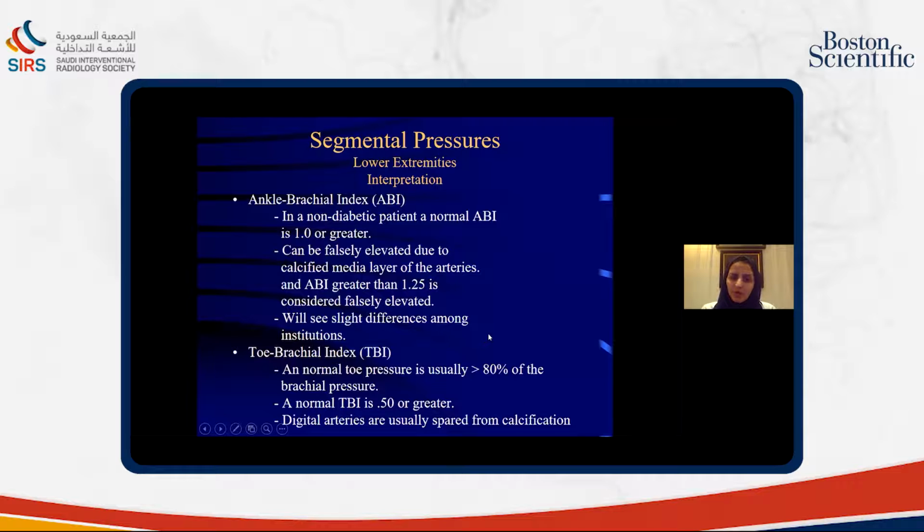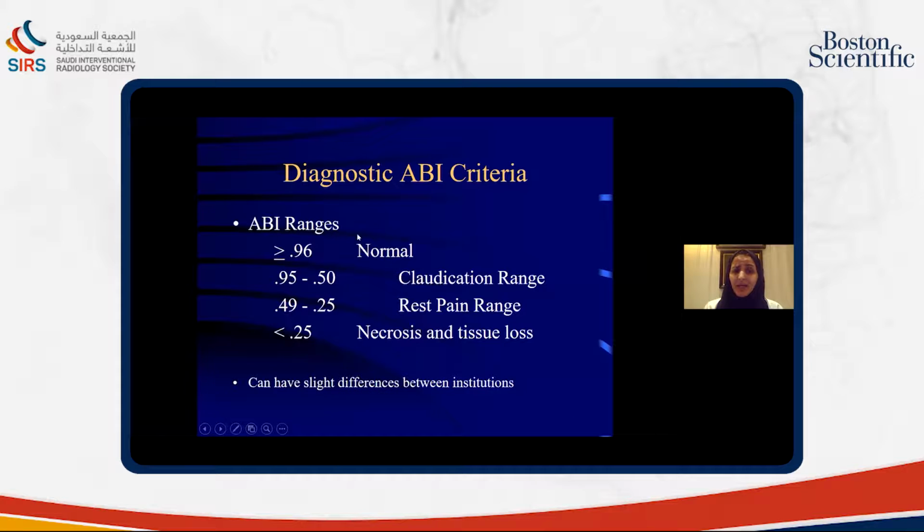Toe pressure is normally more than 80% of the brachial pressure. A normal TBI is 0.50 or greater. Digital arteries are usually spared from calcification. Here, an ABI range of more than 0.96 we consider normal.